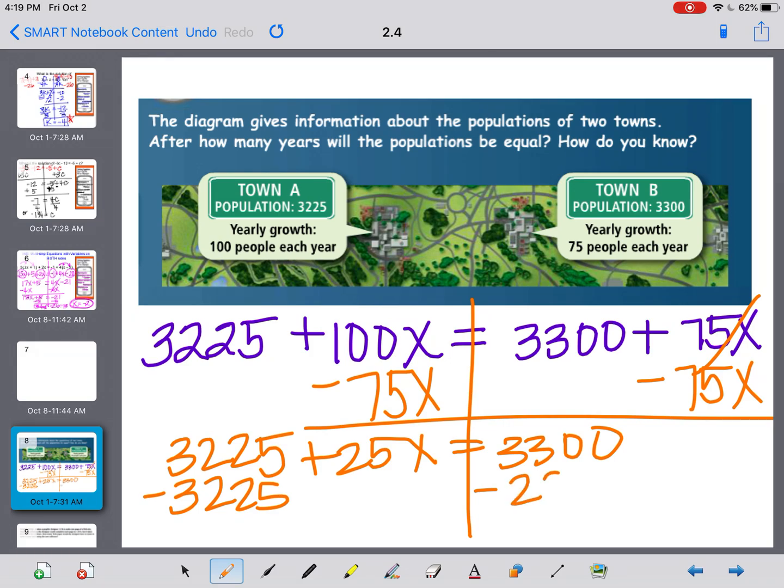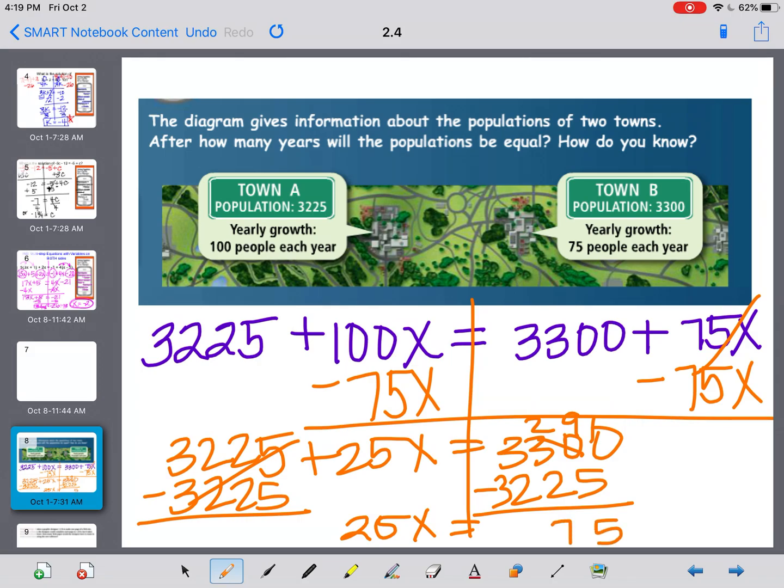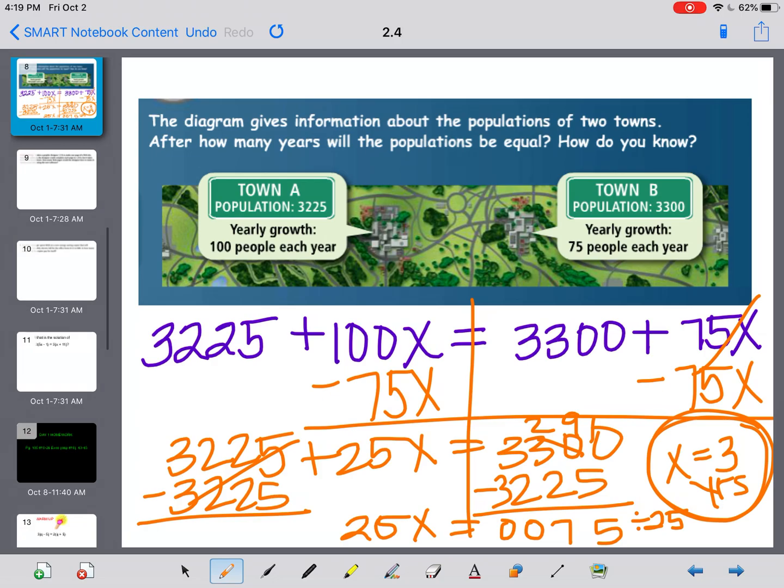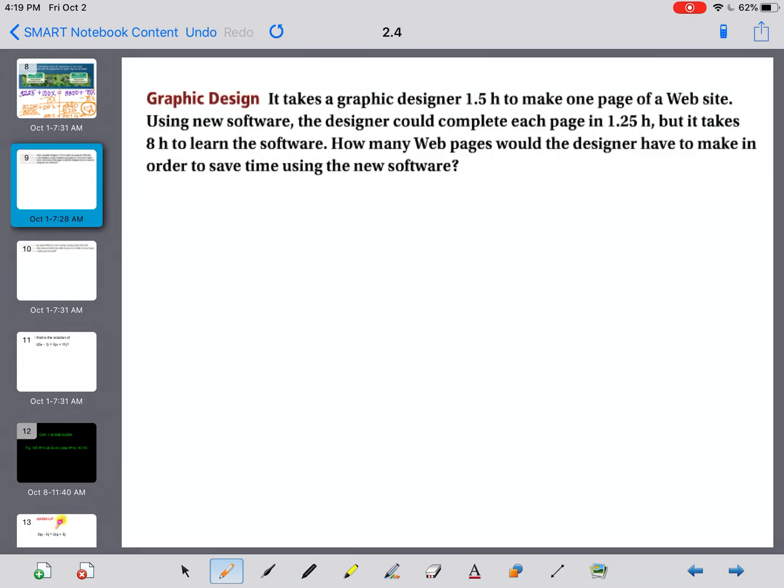Then subtract 3225, because now we're at that couple and third wheel stage, the 2-step equations. 25x equals 75, and then when I divide by 25, I find out that after 3 years, these towns will be equal at the rate that they're currently growing.